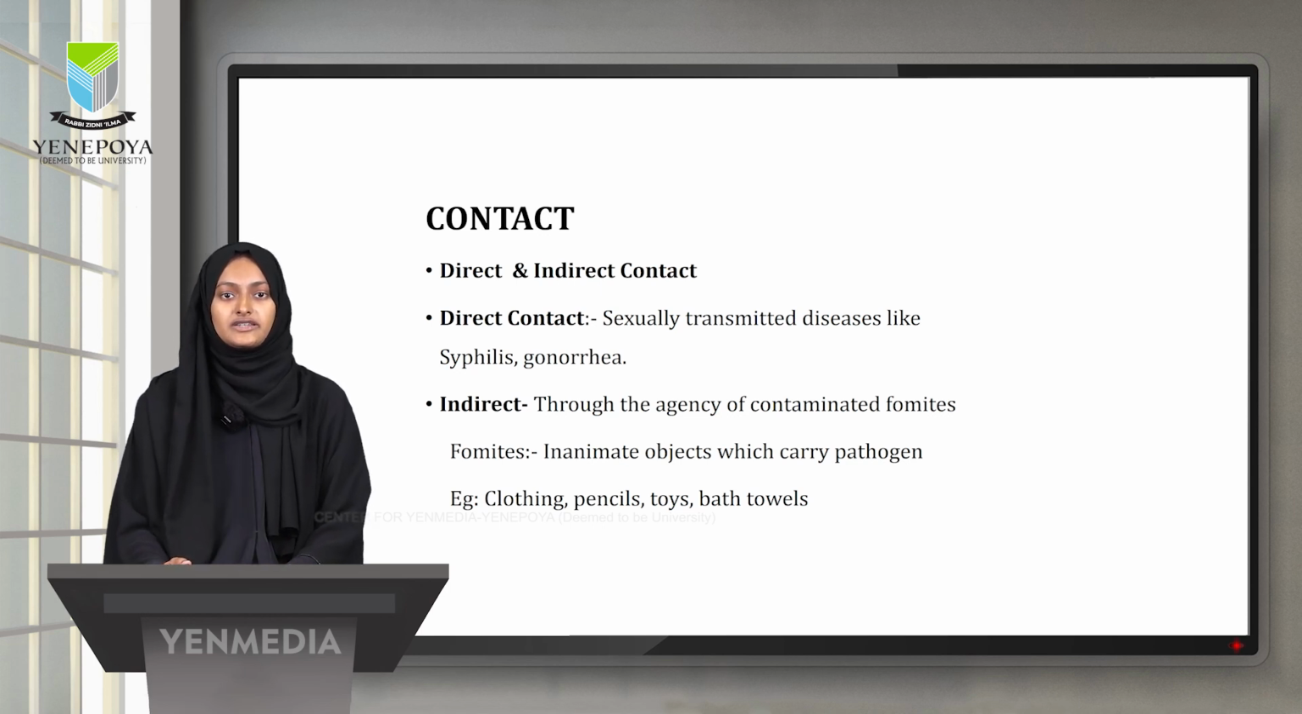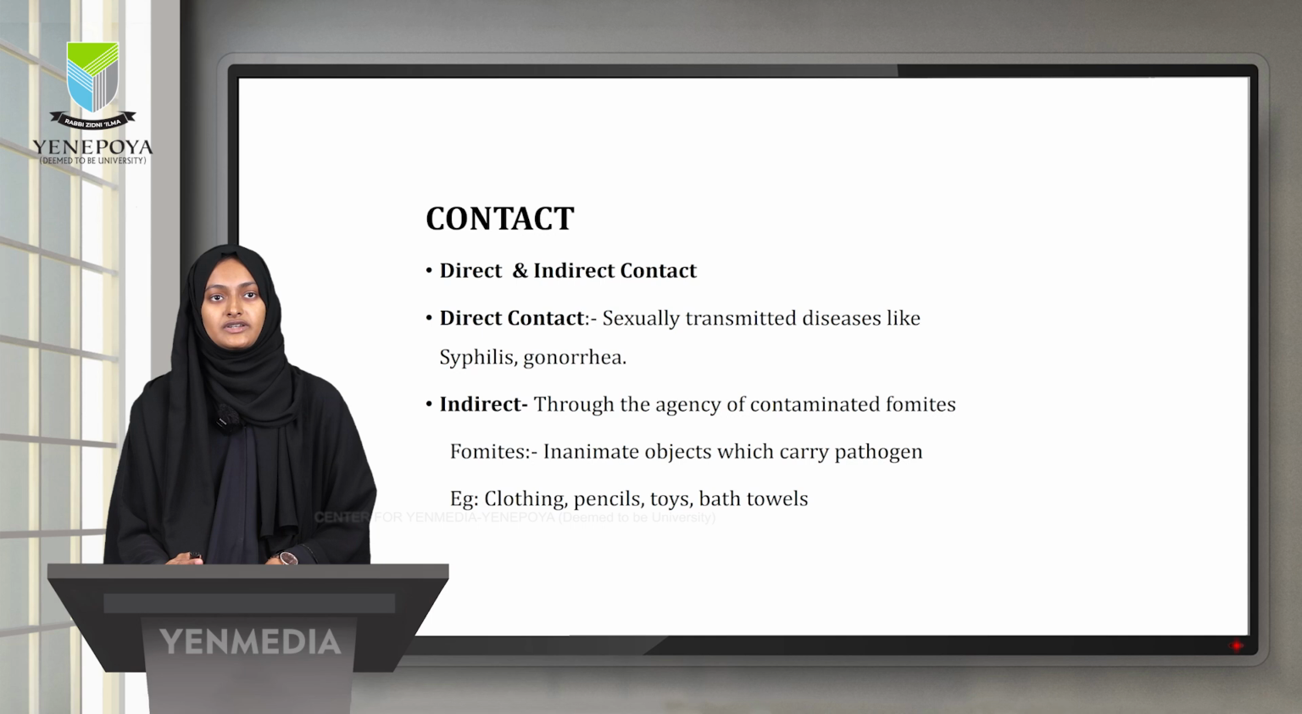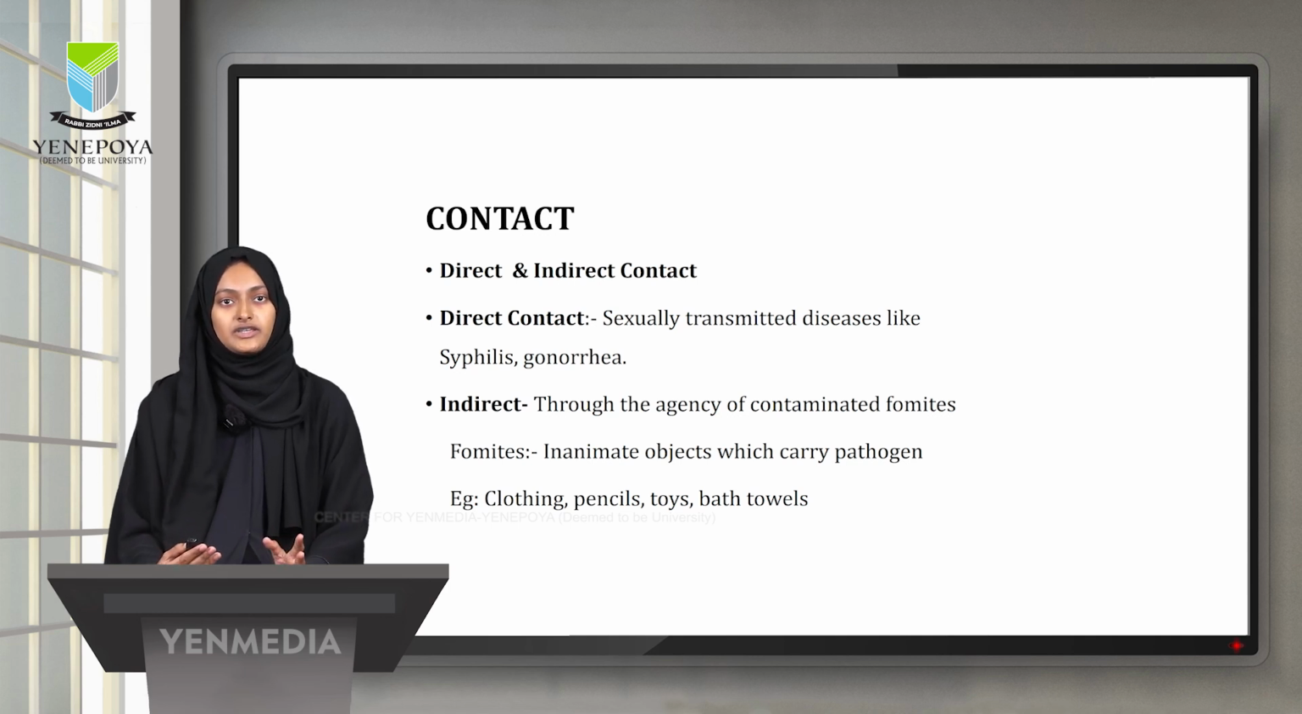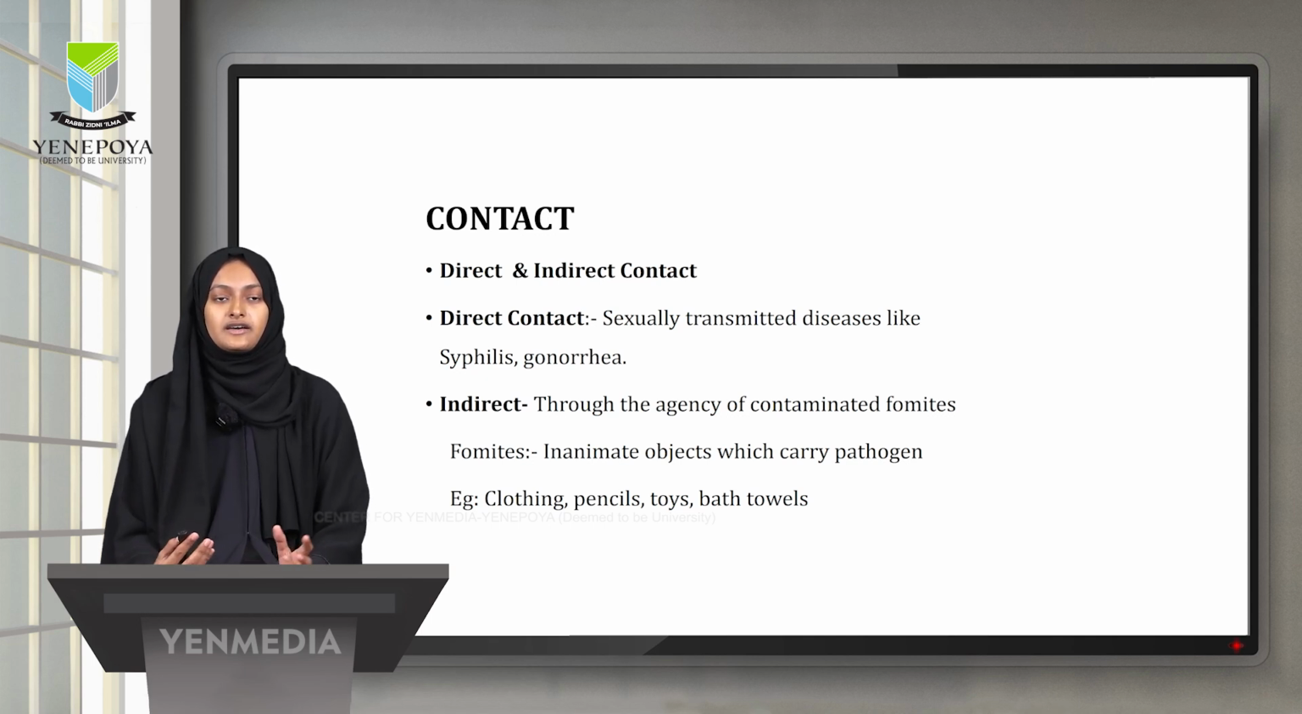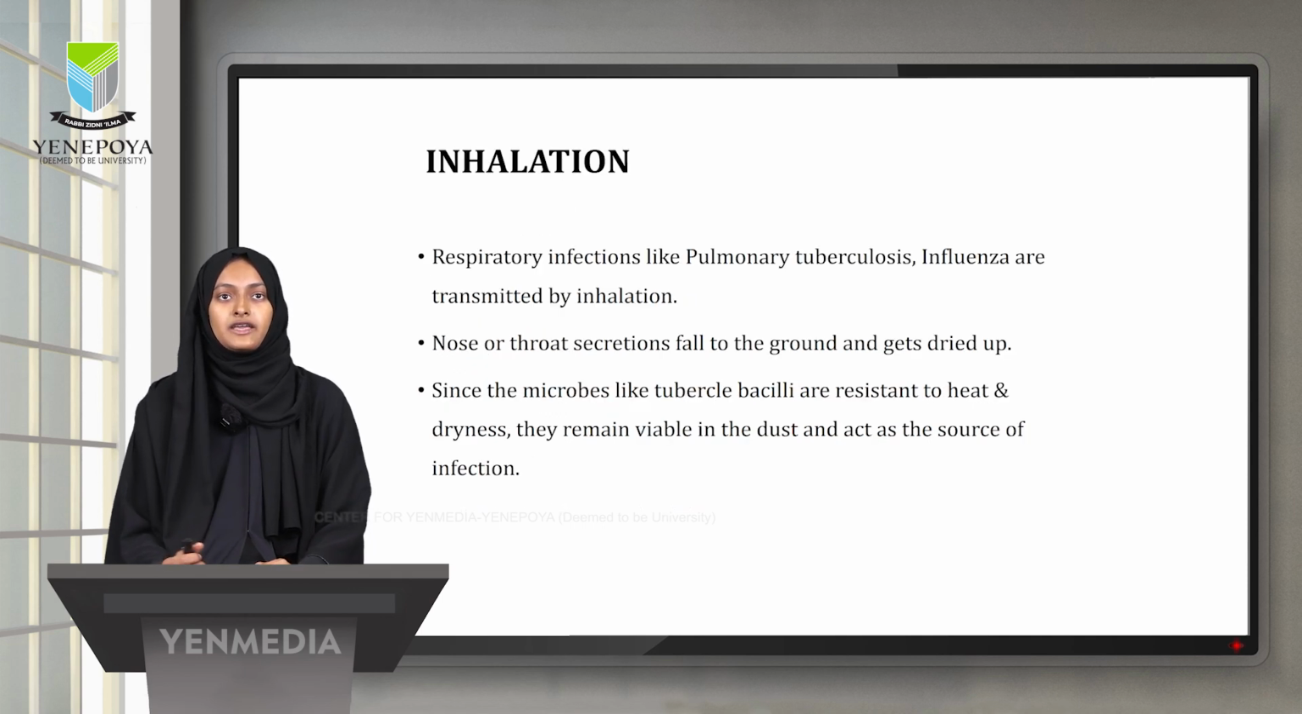Direct contact is when you come in contact with the skin and mucosa of the infected person. Mainly sexually transmitted diseases like syphilis or gonorrhea are transmitted. Indirect contact is through the agency of contaminated fomites. Here fomites refer to inanimate objects. They act as a vehicle to carry the pathogen from one place to another. For example, clothing, pencils, toys and bath towels.